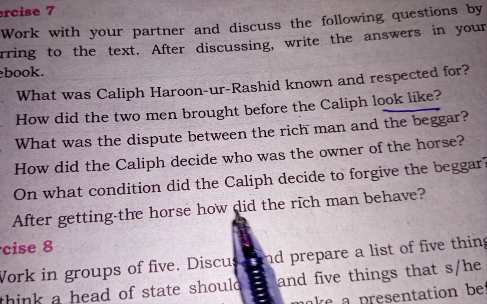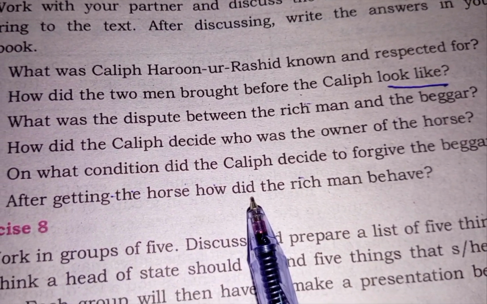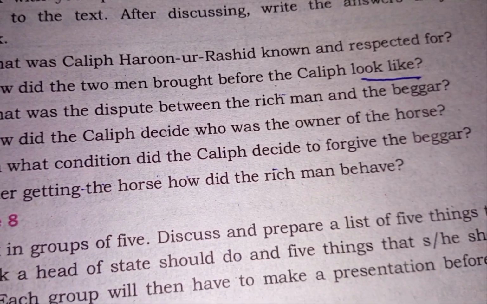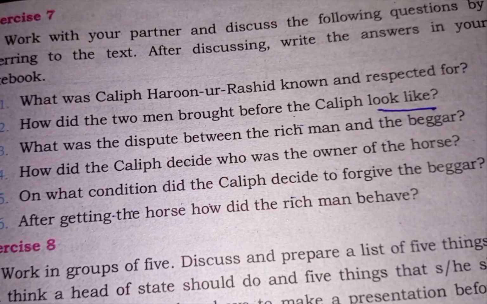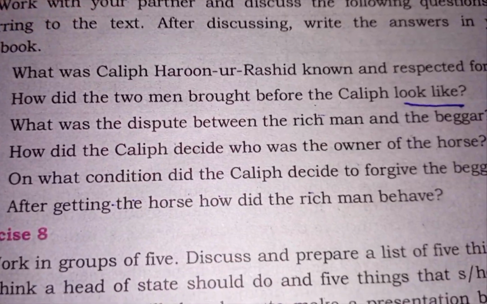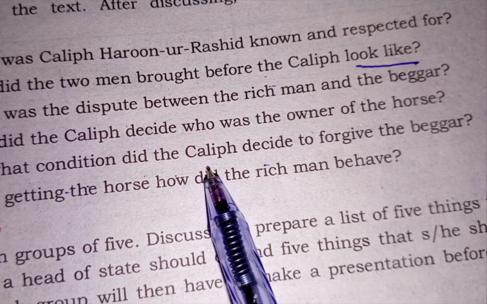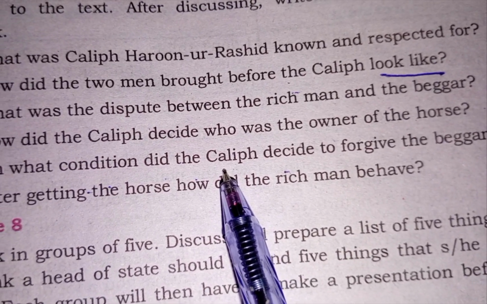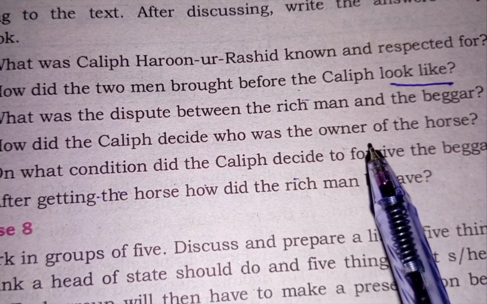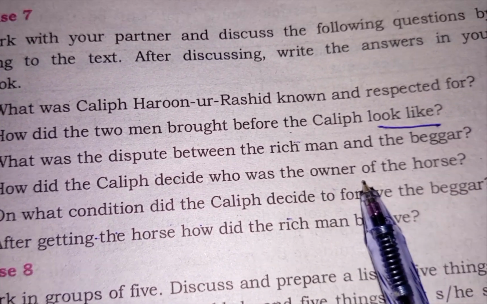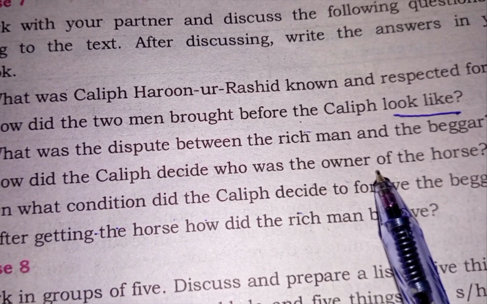How did the Caliph decide it? Who was the owner of the horse? The Caliph decided this difficult case in a just manner by ordering them to put their hands one by one on the back of the horse. As the rich man touched the horse, it snorted.